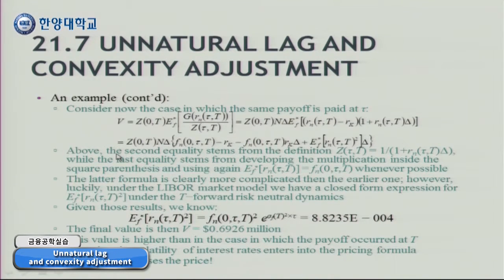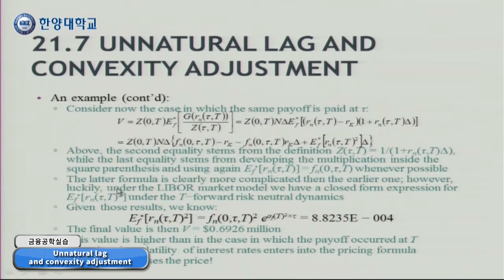Now, above, the second equality stems from the definition Z tau T is 1 over 1 plus the rate, while the last equality stems from the expansion of the multiplication inside the square, and then using again that this one holds whenever possible. Of course, this one is slightly more complicated than the previous one. In the previous case, we don't have this one and this one. Now we have two more terms, but they are fine. The latter formula is clearly more complicated than the earlier one.